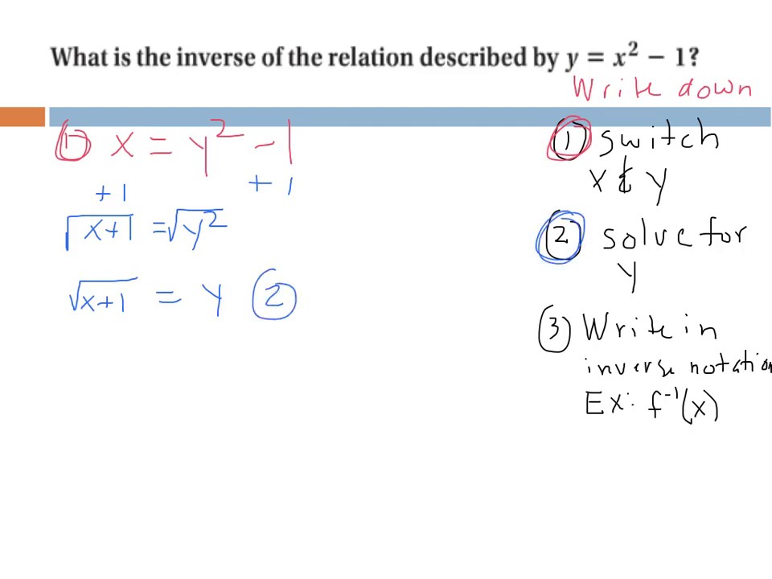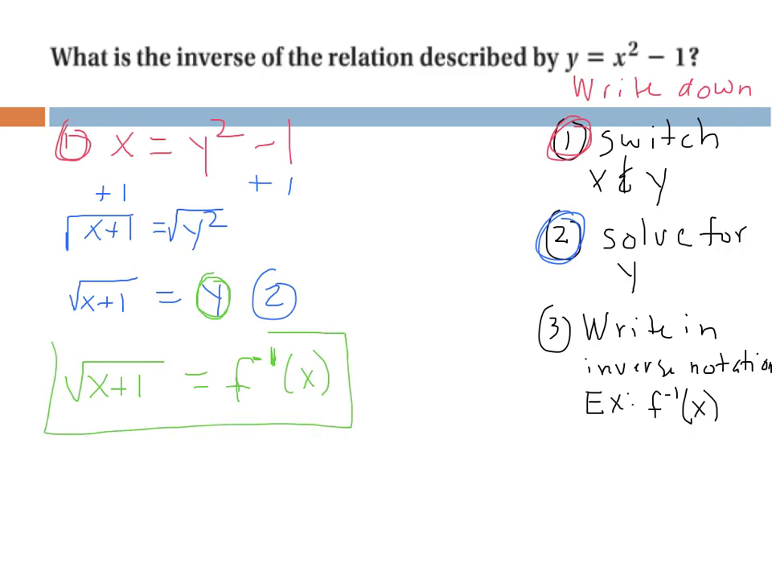And my third step is to write in inverse notation. So this y just means the output. So I'm going to replace y with the inverse function of f. So this negative 1 here, that's saying that this is the inverse function. That's when you flip the x and y. So now my domain and range would be opposite of my original. So this would be my final answer.